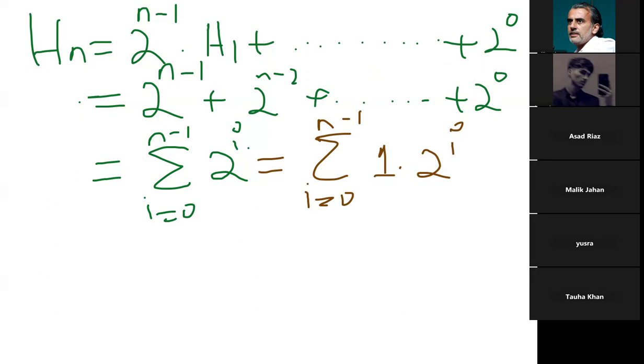Here the first term is 1, and 2 is the common ratio, which we call R. We simply apply the formula for finite geometric series. Apply that formula and you should be able to land on 2 raised power n minus 1.